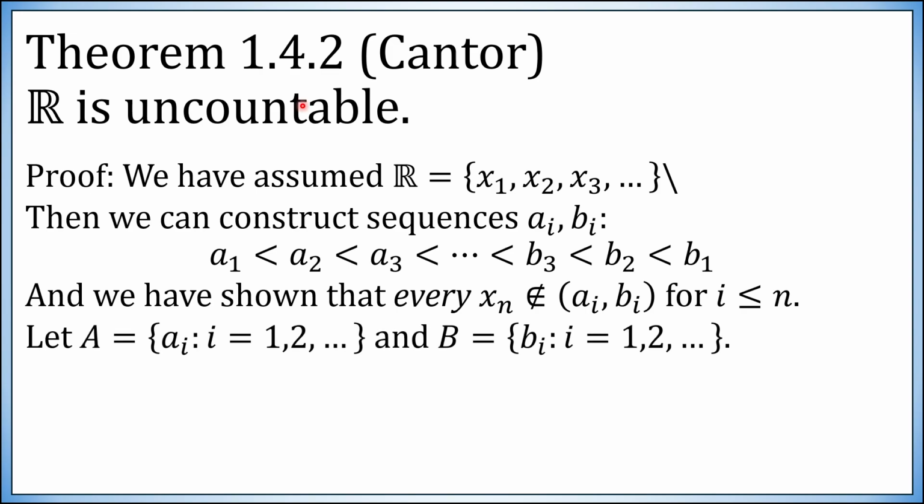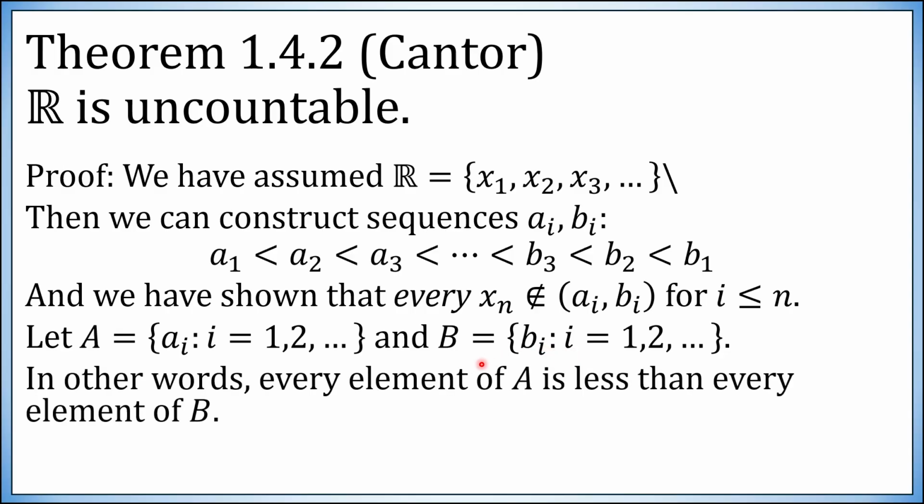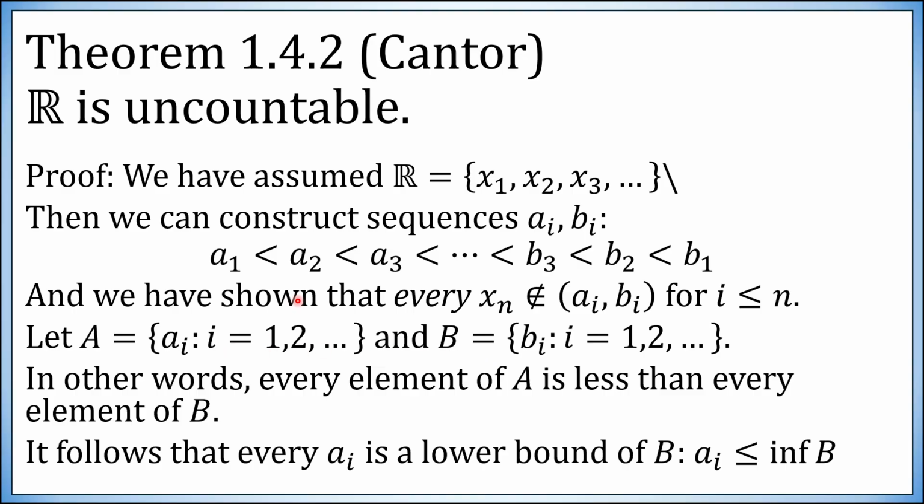So let's take all of the A's we picked and put them into a set, and all of the B's we picked and put them into a set. So every element of the set of A's is less than every element of the set of B's. In other words, the set of A's is bounded above, and the set of B's is bounded below. Every single a is a lower bound on capital B, and every single little b is an upper bound on the set capital A.